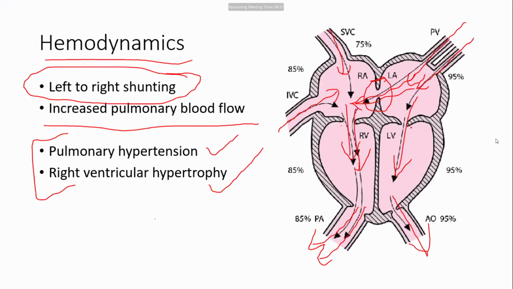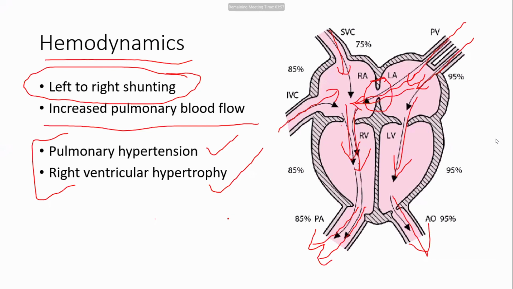When we talk about VSD, that becomes very significant, and lots of complications occur. But even though it is not significant, blood is diverted from left atrium to right atrium. Pulmonary blood flow will increase, which will lead to some amount of pulmonary hypertension and some amount of right ventricular hypertrophy. Any confusion in the hemodynamics? This will be the same in all of the congenital heart defects. Any confusion?